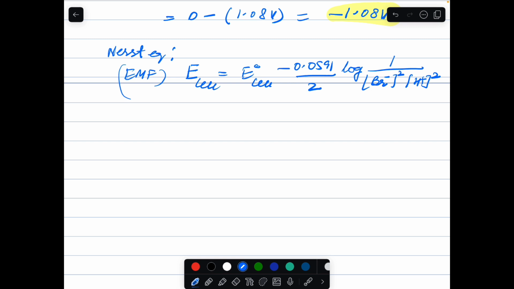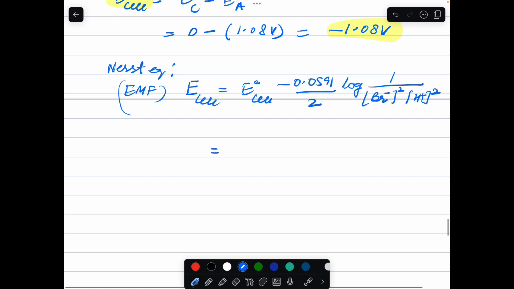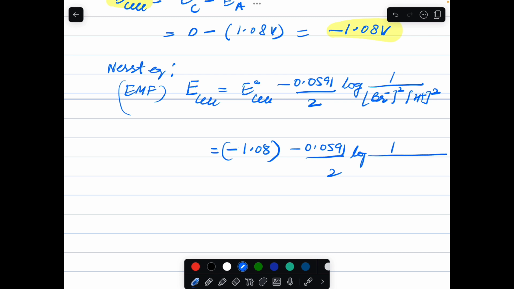Now we will calculate the values by putting down the calculated value and the given value. E naught cell we have calculated. It is minus 1.08 volt and minus 0.0591 divided by 2 log of, we will write down the concentration term, 0.01 raised to the power 2 and 0.03 raised to the power 2.